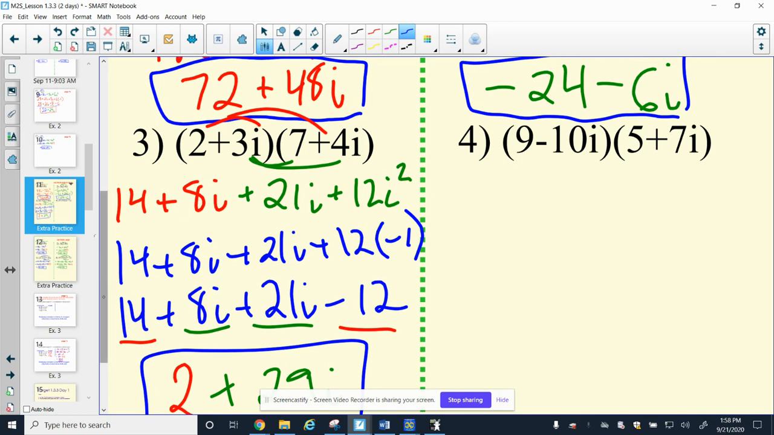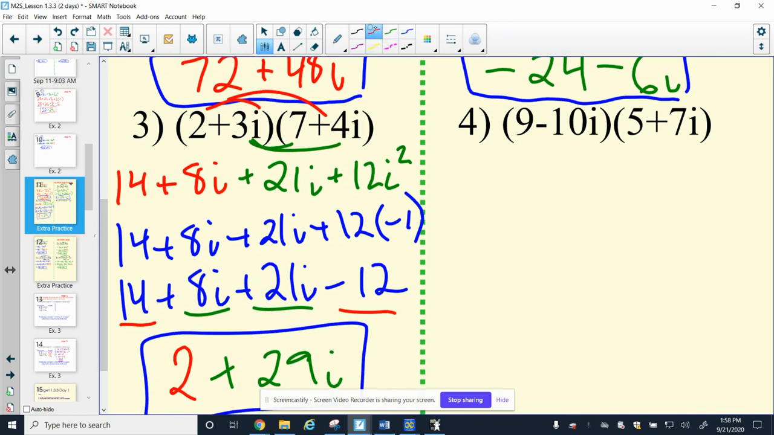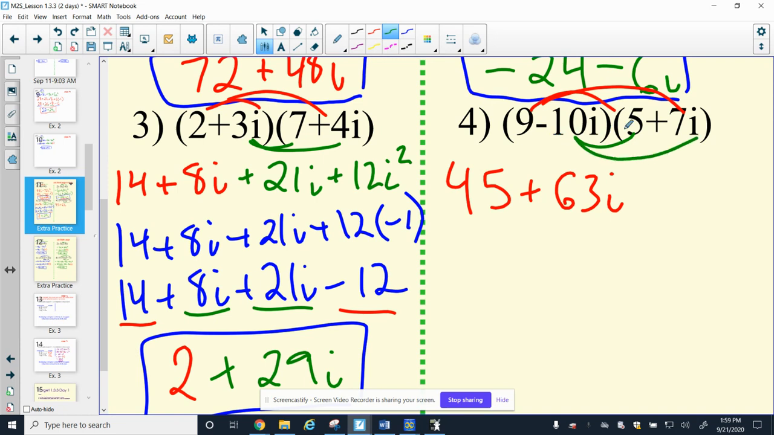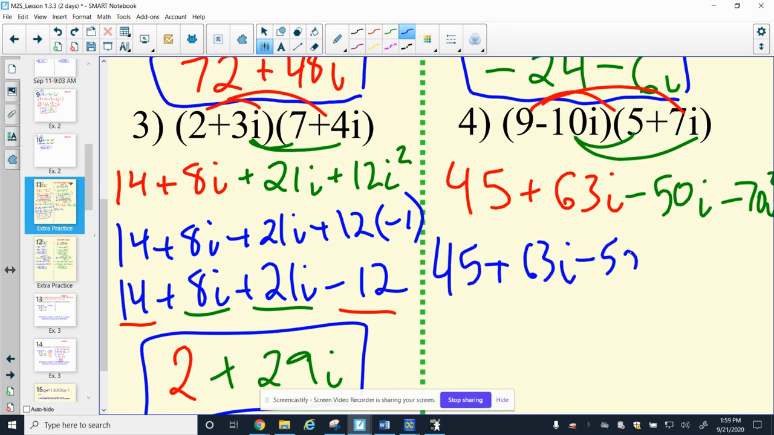Okay, one more. Look at 4. So I'm going to start by multiplying the 9 to both. 9 times 5, 45. 9 times 7i, plus 63i. Multiply the negative 10i to both. So negative 10i times 5, minus 50i. Negative 10i times 7i, minus 70i squared. Sorry, ran out of room there in the corner. Okay, so then we'd have 45 plus 63i minus 50i minus 70 times negative 1.